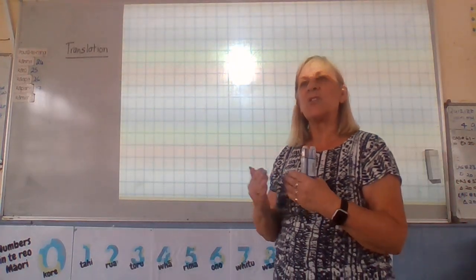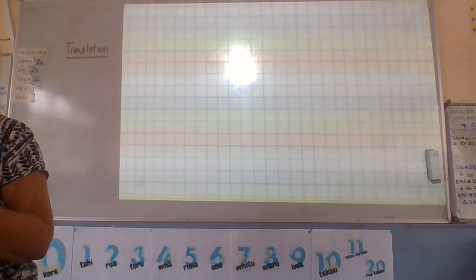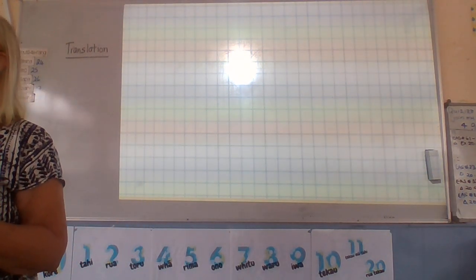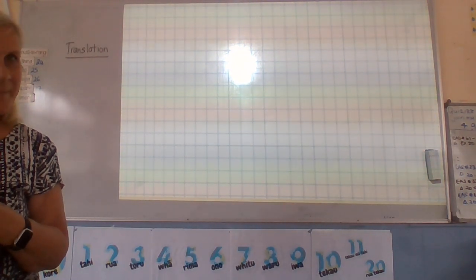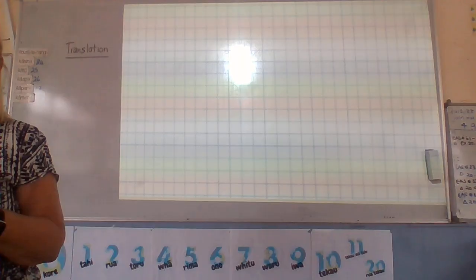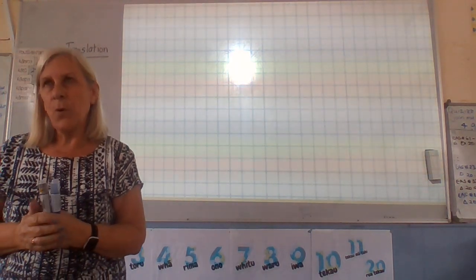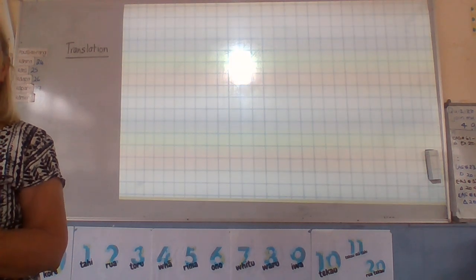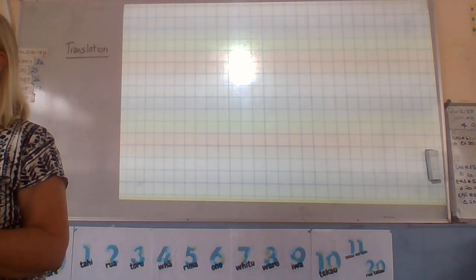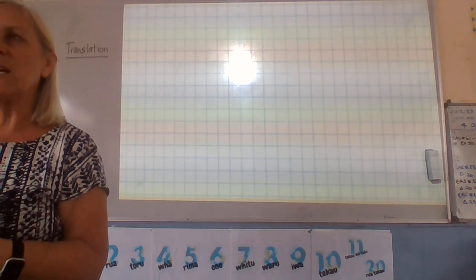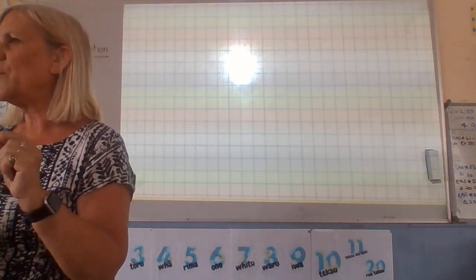Does anybody know what a translation does? In maths. Esther. It does. So what could we use as another word for it moves it? Because lots of things move things. No, it doesn't ever change the shape. That's the one that translation actually holds firm on.